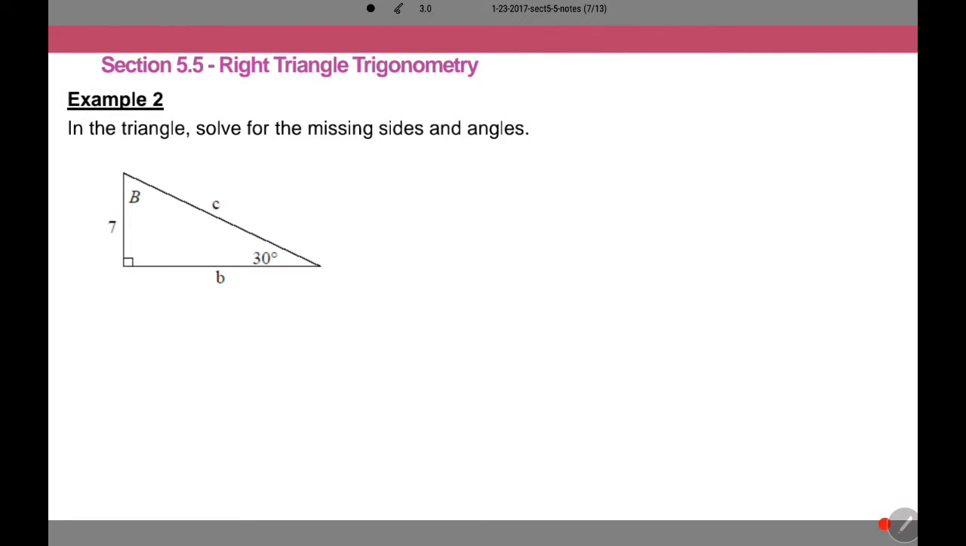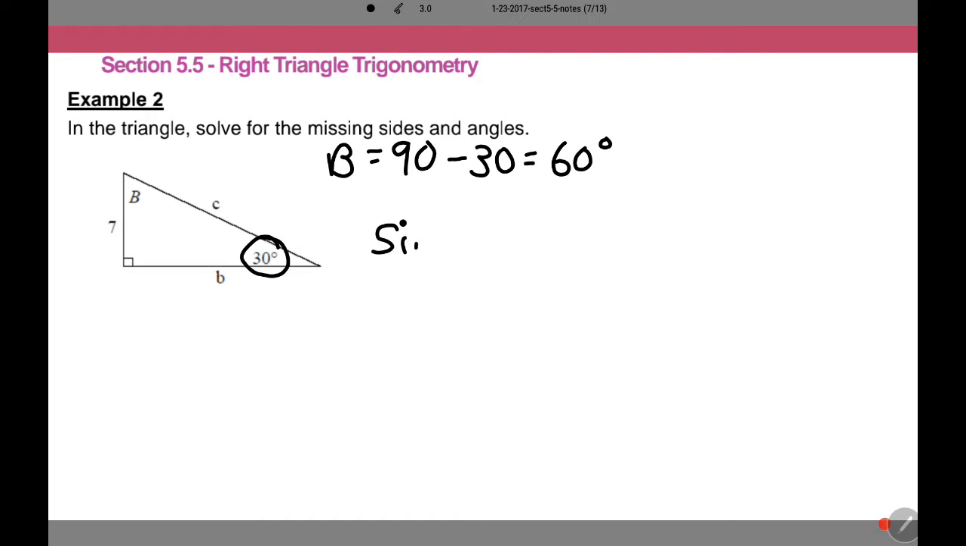Another one that you'll see with right triangles would be to solve for the missing sides and angles. So the easiest thing to do first is find that angle B. Since it's a triangle, you know that all the angles add up to 180, but since it's specifically a right triangle, these two angles add up to 90. So 90 minus 30 is what B is, which is 60 degrees. And then we can use 30 and 7 to find the other two sides.